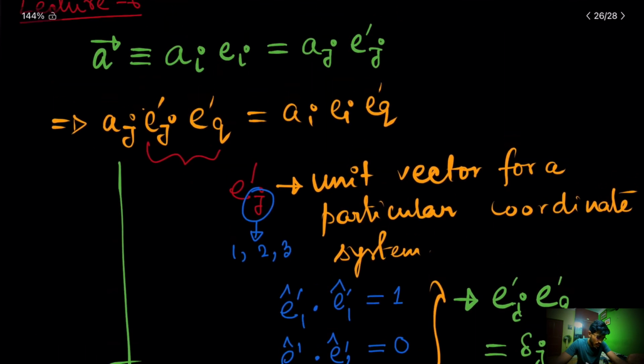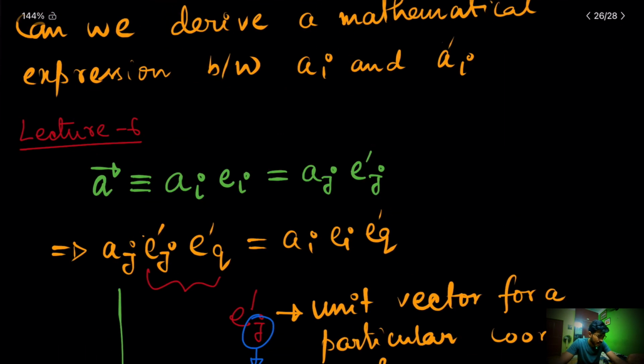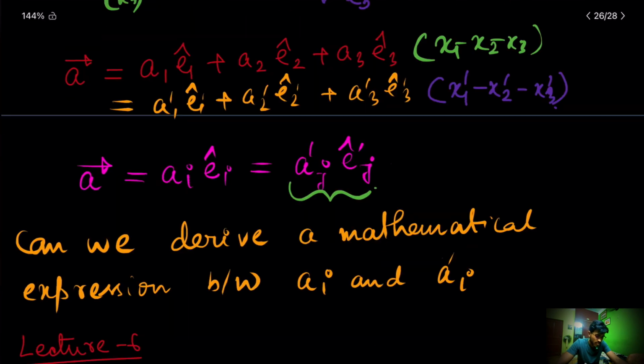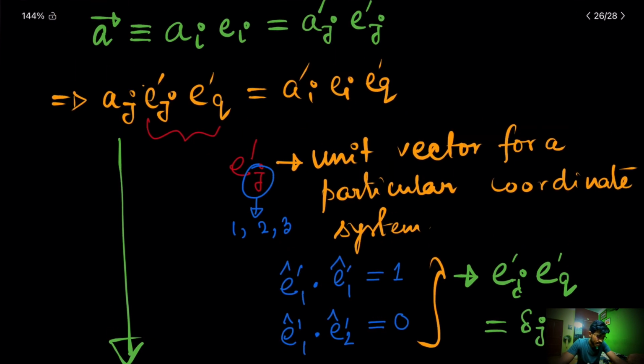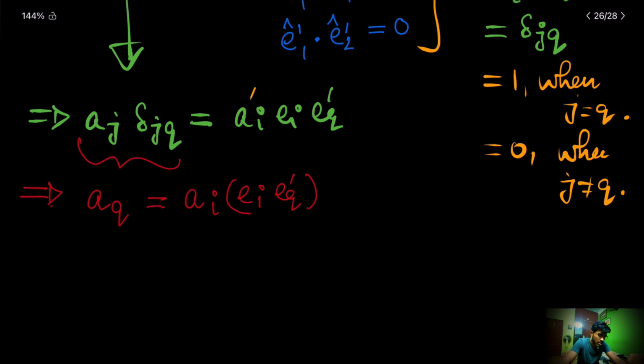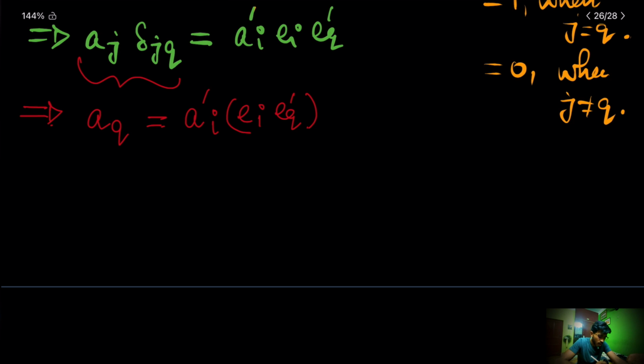So this was not okay, so I have made a little bit of a mistake, that is, this is a dash. Because this is a different component from this one. This is a dash and this is also a dash. I am sorry for that. This will be A dash and this will also be A dash. So then I have Aq equal to A dash i, ei into eq dash.